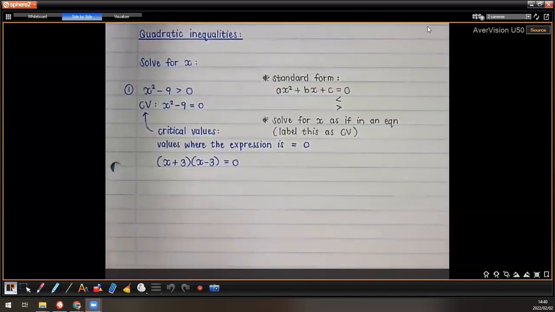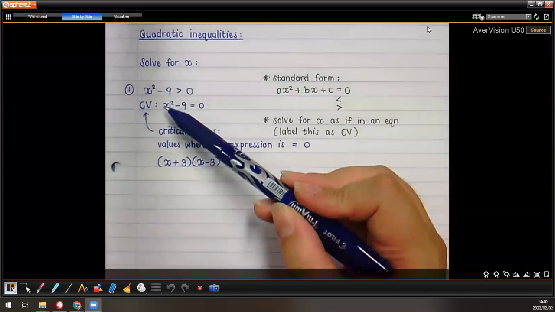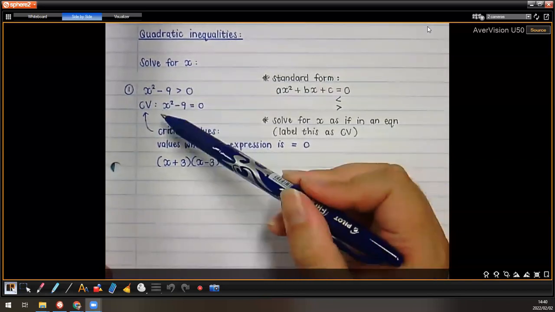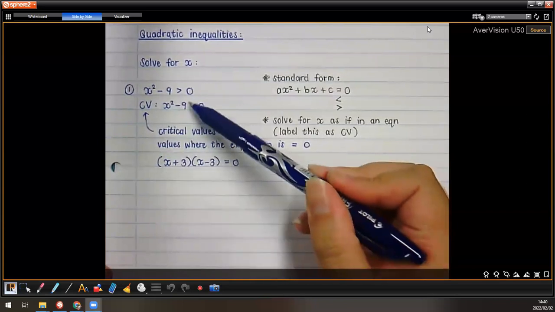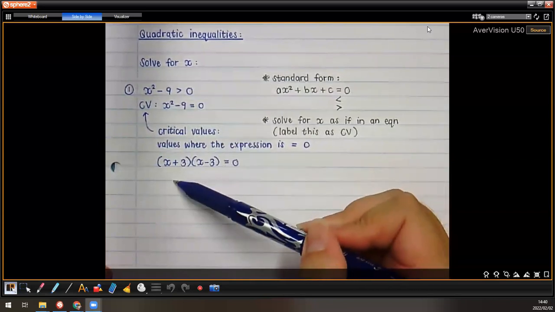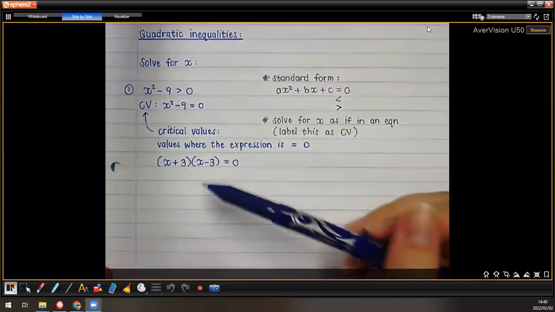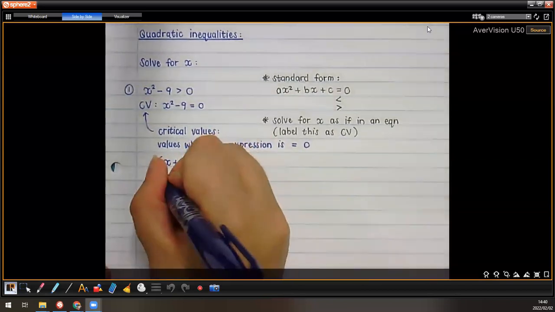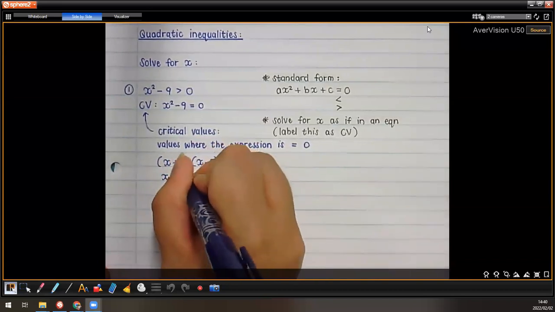Right, remember when you're factorizing a difference of 2 squares, you take the square root of each of those terms. Right, so the square root of x squared is x, the square root of 9 is 3. We put a plus in one bracket and a minus in the other bracket. Now we have two brackets multiplied together equal to 0, right? So now we need to make each of them equal to 0 separately.